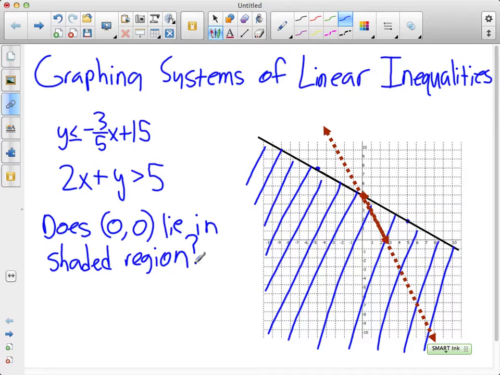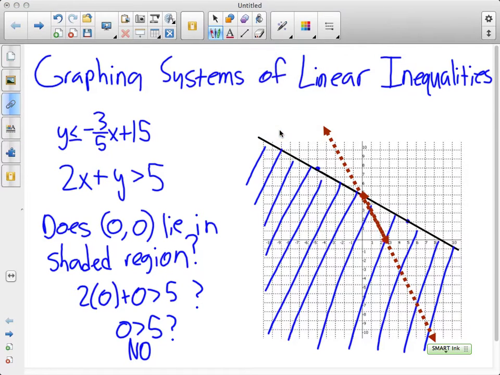So I just have to plug in 0 and 0. So I have 2 times 0 plus 0. Is that greater than 5? Well, is 0 greater than 5? No. So, from my dotted red line, if this is the region that includes 0, 0, I'm going to shade the part that doesn't include 0, 0, which would be everything over here.